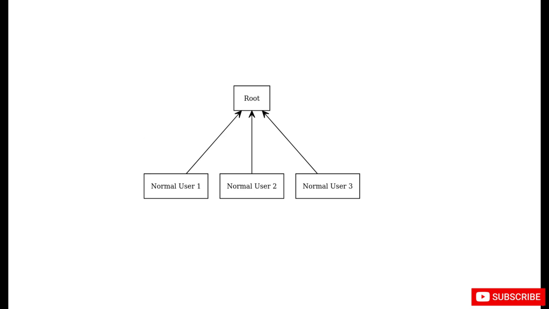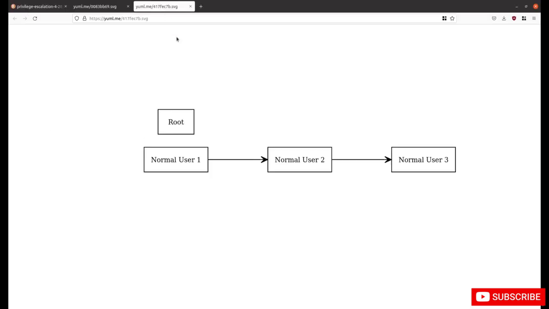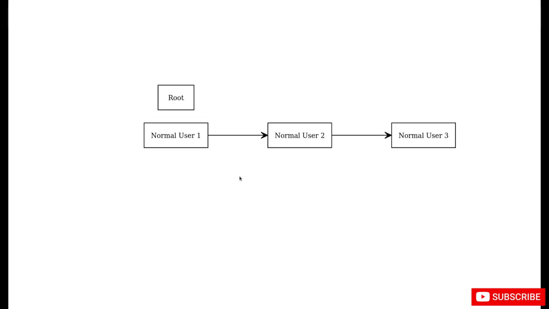Another type of privilege escalation is called horizontal privilege escalation. So if you have access to a computer, for example as normal user 1, the idea is to gain access to other users which have the same level of privilege as you. You can do that in different ways, and the idea is that you can then later use any of those other users to gain root access. So the idea is to expand your access into the system.